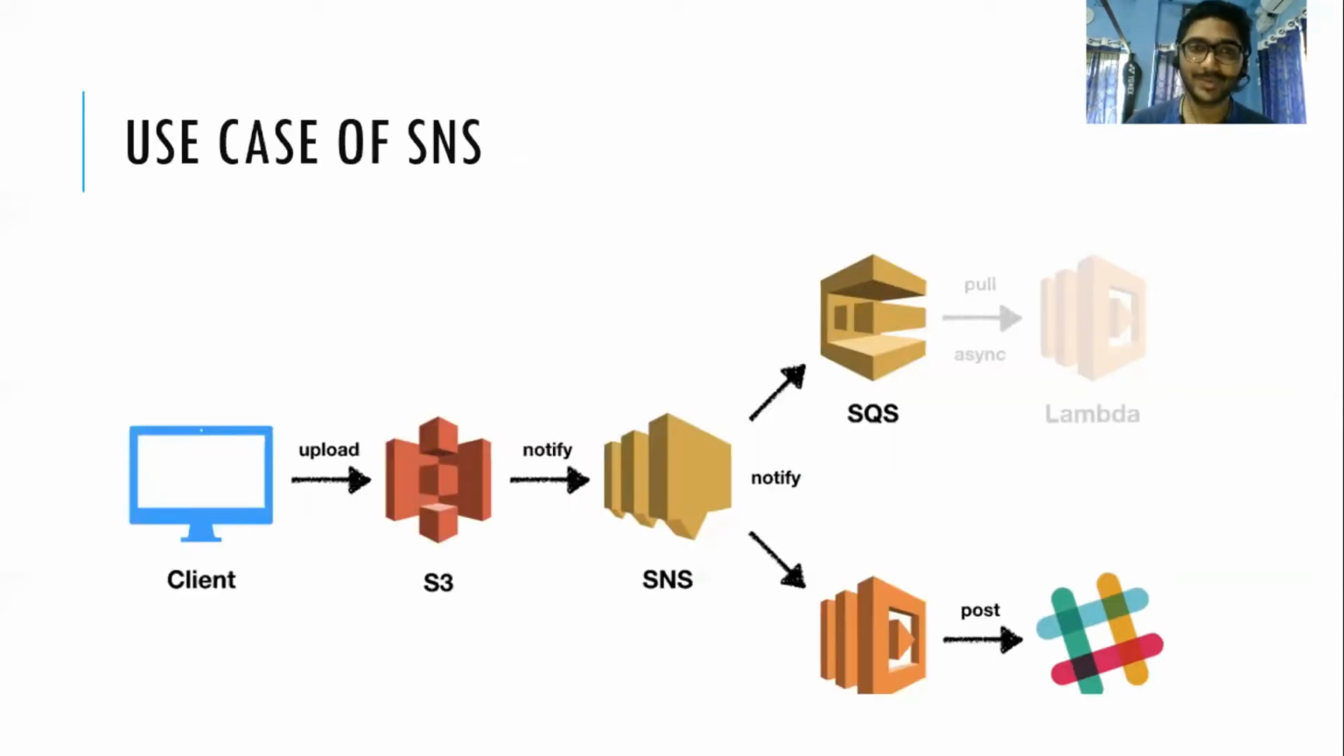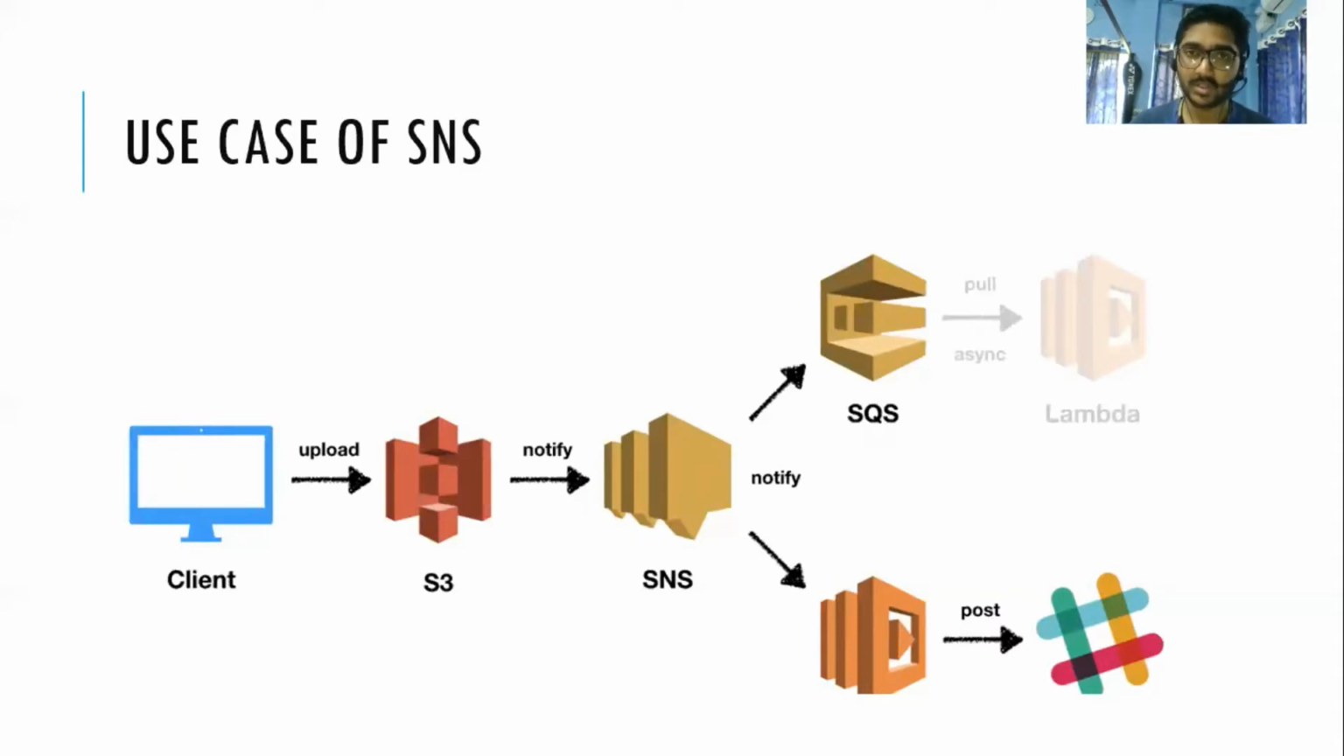We'll be looking into a use case of SNS. Whenever a client uploads an object into an S3 bucket, the SNS notifies the user. You can leverage the SNS to send it to SQS also, or to send it to AWS Lambda, so that the Lambda can post it into Slack. So you can leverage it that way as well.